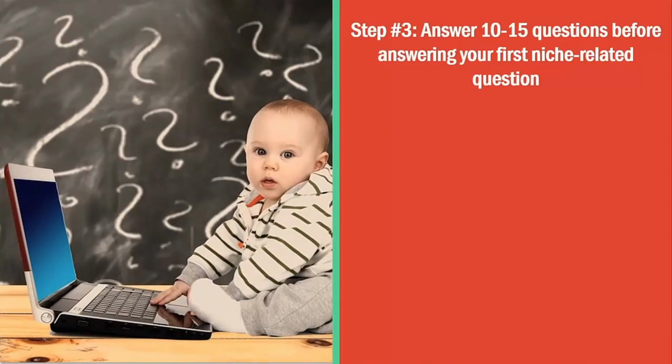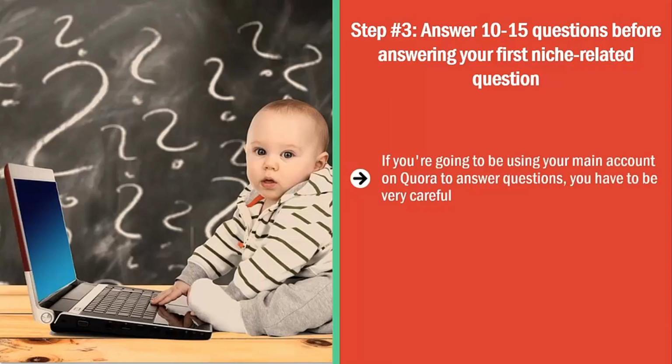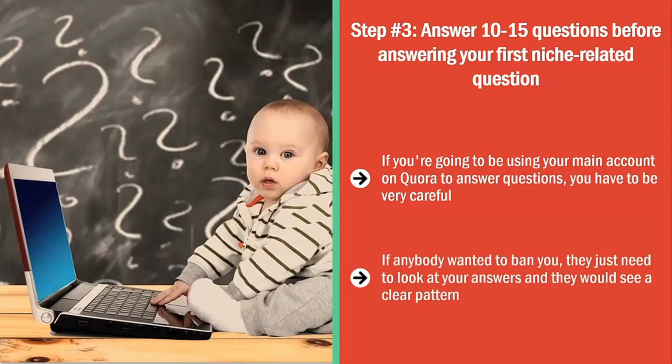Step number 3. Answer 10 to 15 questions before answering your first niche-related question. If you're going to be using your main account on Quora to answer questions, you have to be very careful. You can't just answer all questions that are directly related to your niche and forget about everything else. If anybody wanted to ban you, they just need to look at your answers and they would see a clear pattern. It's obvious that you were just answering only a certain type of question and dropping your link all over the place. That's a dead giveaway.